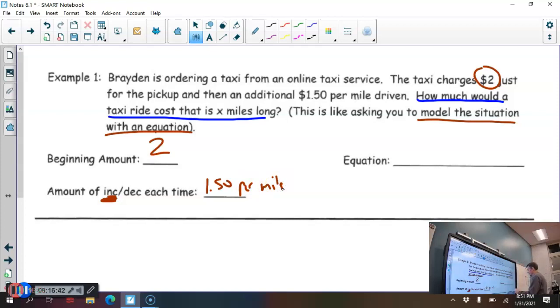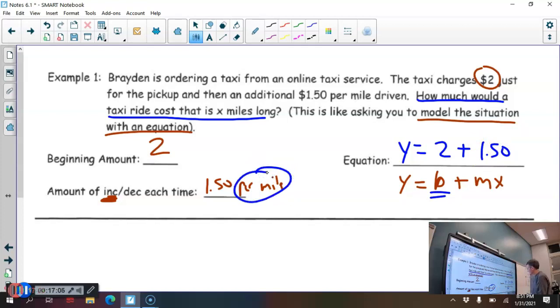So my equation, y equals b plus mx. My equation would be y equals, I'd put the beginning amount in, which is 2, plus the amount it goes up each time, $1.50. It's per mile, so that means $1.50 times x. x is the number of miles you drive. And you've written the equation. That's all there is to it.